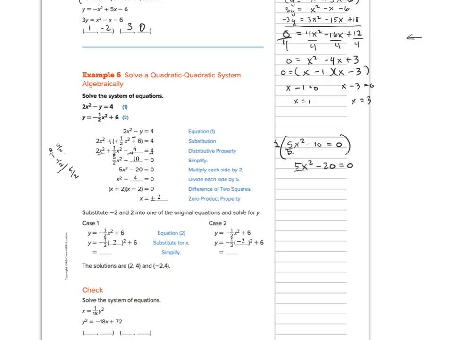Now I have a greatest common factor. I can divide everything by 5, and I get x squared minus 4 equals 0. Hopefully you recognize that as the difference of squares, a square minus a square. So that would be x plus 2, x minus 2, and the solutions would be x is plus or minus 2. When they plug those values back in, plugging in 2 into my equation, I get 4. Plugging in negative 2 into my equation, I get 4. So those are my two solution sets.